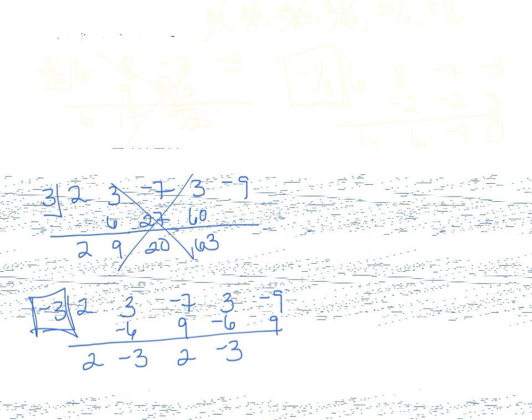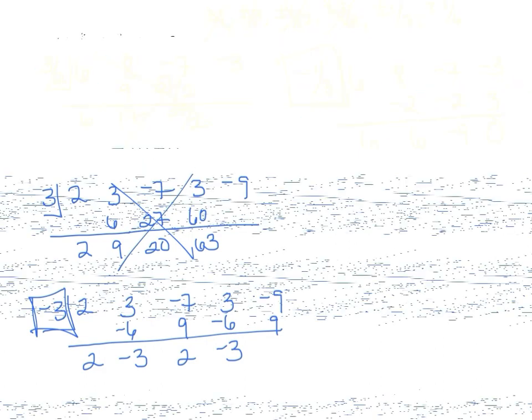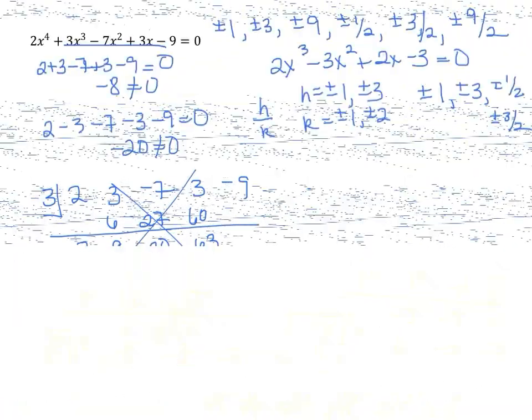Now, I already know that plus and minus 1 don't work. I already know that positive 3 doesn't work. Negative 3 could be a double root, so we do need to consider that in addition to the rest of the ones that we're looking at. So we would start with negative 3. Yeah, that's not going to work.